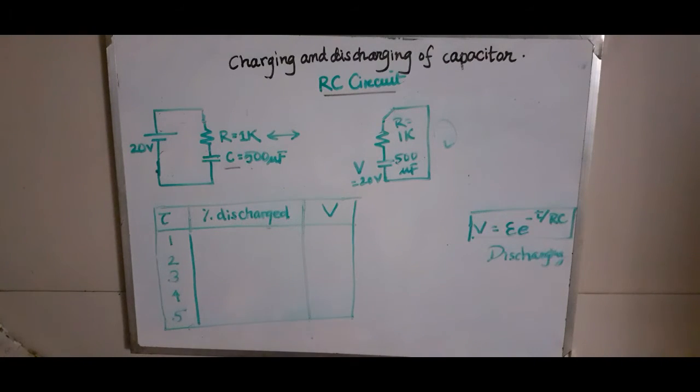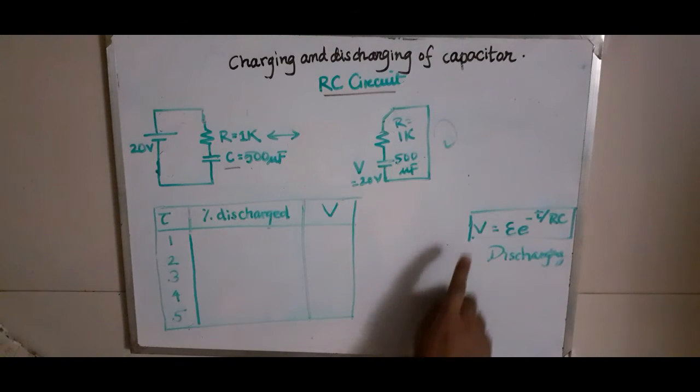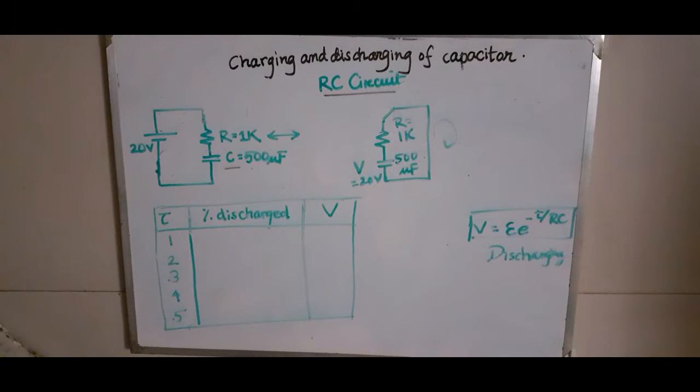Discharging will happen when the capacitor is charged and it is connected to a resistor, there is a closed path, and there is no battery source connected to it. These are some general conditions when discharging will happen. And this is the equation for discharging of a capacitor, and the graph for discharging will look like this. It will progressively discharge to 0.